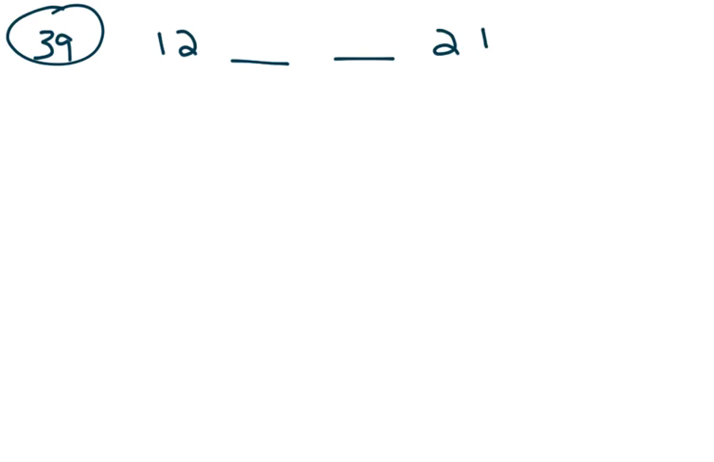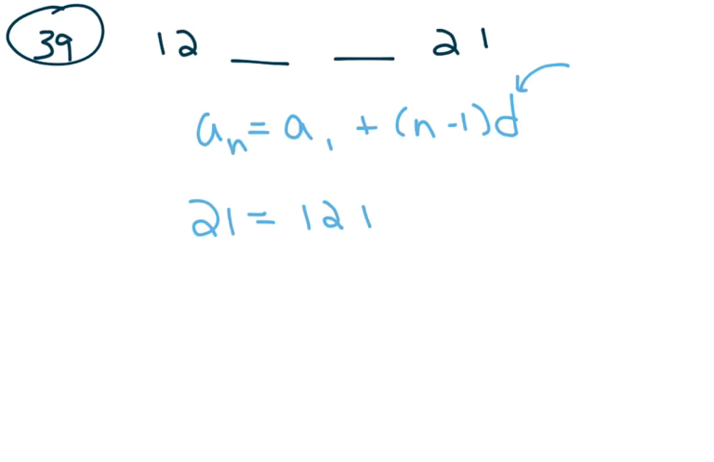The rest of the problems have to do with chapter 12 on sequences and series. Number 39 says form a sequence that has 2 arithmetic means between negative 12 and 21. That means there are 2 numbers between negative 12 and 21. We're going to use the equation a sub n is equal to a sub 1 plus n minus 1 d to find out what the common difference is so that we can find the numbers in between. I know the last term, I know the first term, and I know how many terms there are.